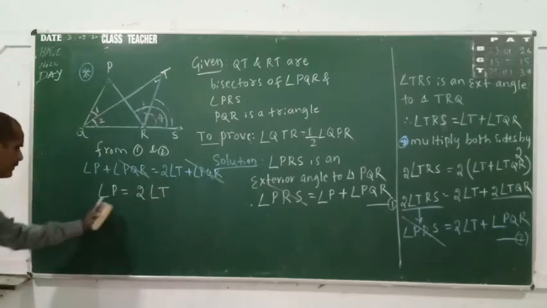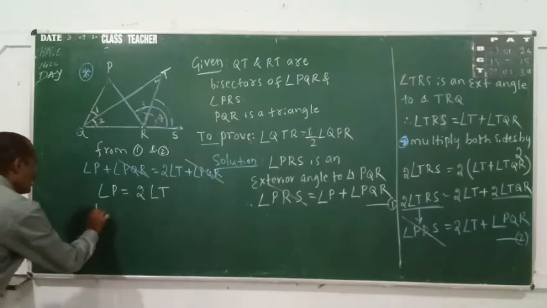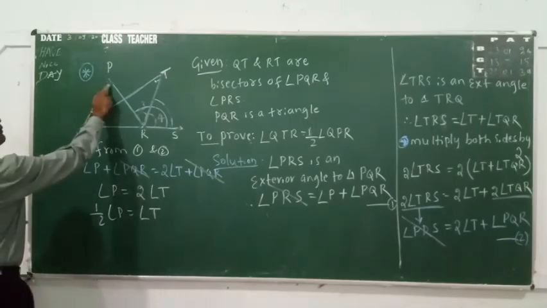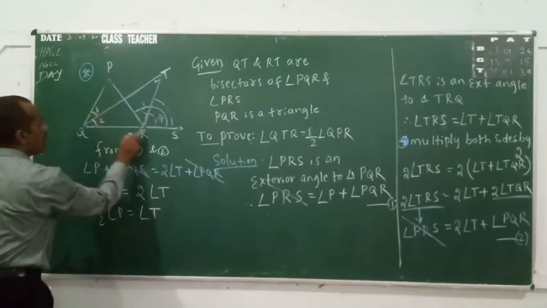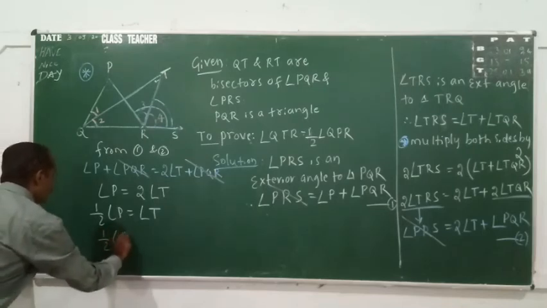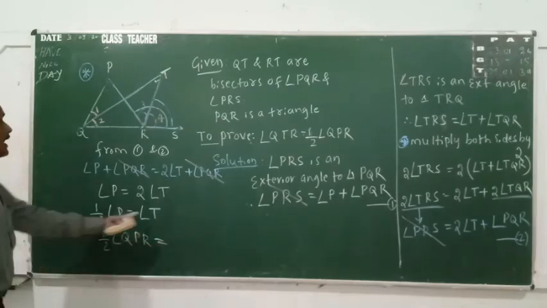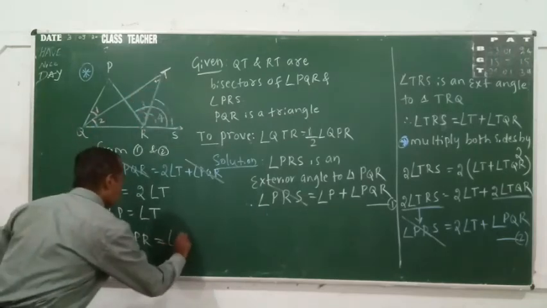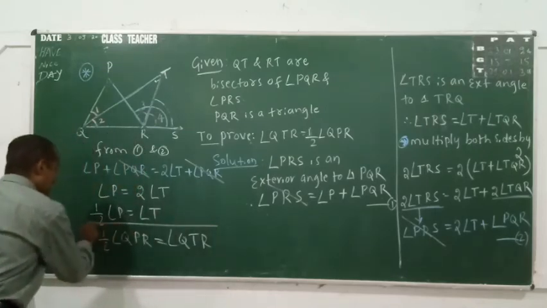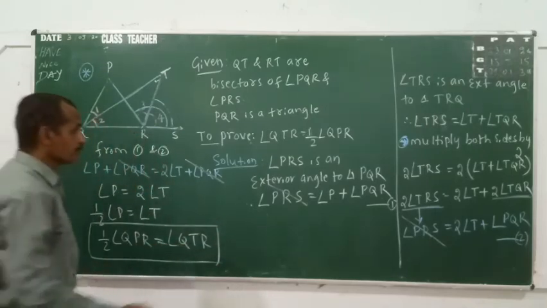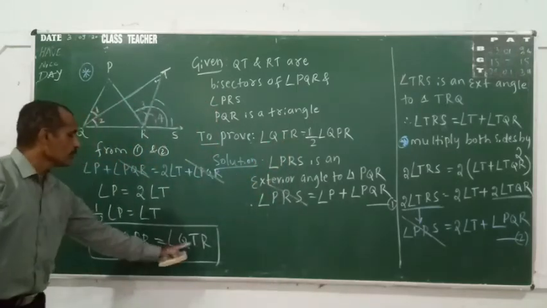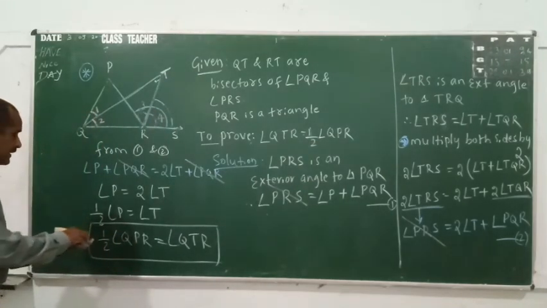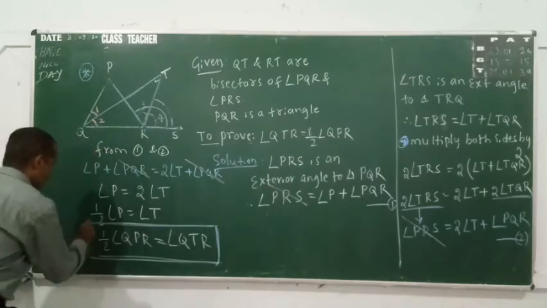Okay? If I bring it to the denominator, half of angle P is equal to angle T. What is angle P? Angle P means QPR. Half of angle QPR is equal to angle T. Angle T means QTR. Angle QTR. That is the end of the problem. What they ask you? Angle QTR is equal to half of angle QPR. That is the end of the problem.